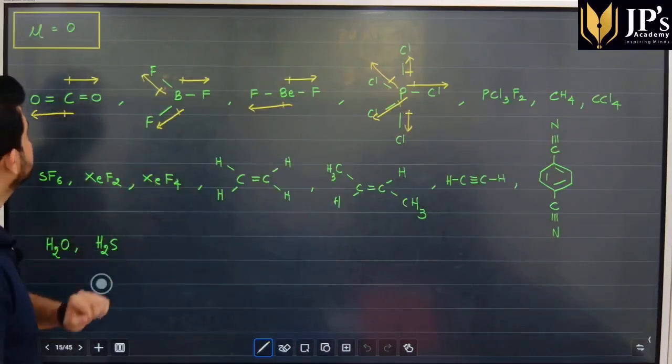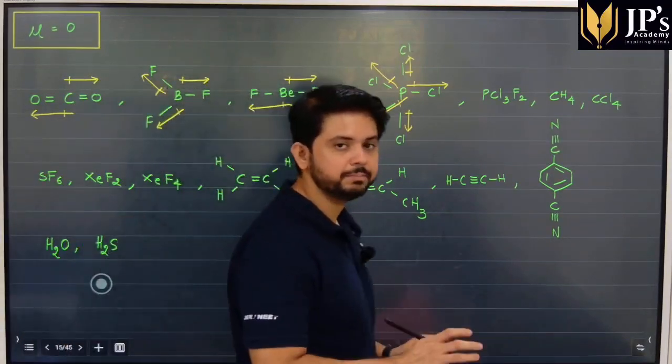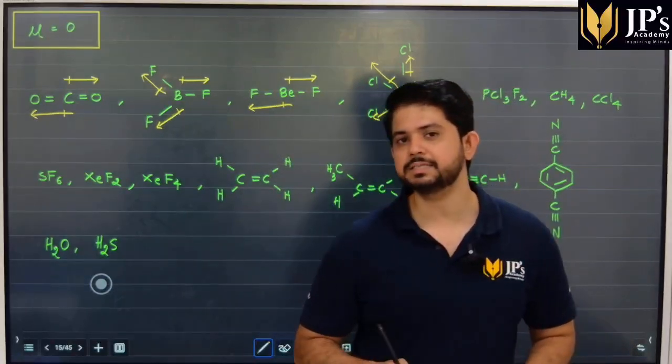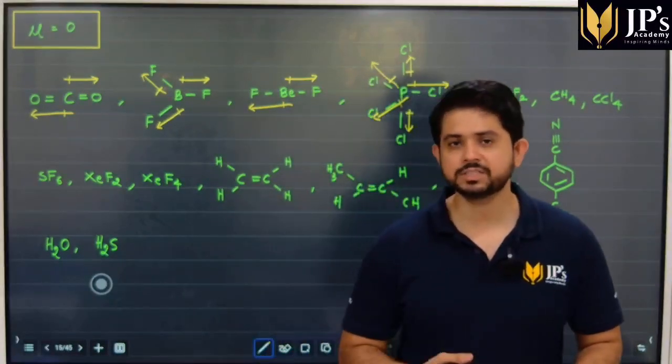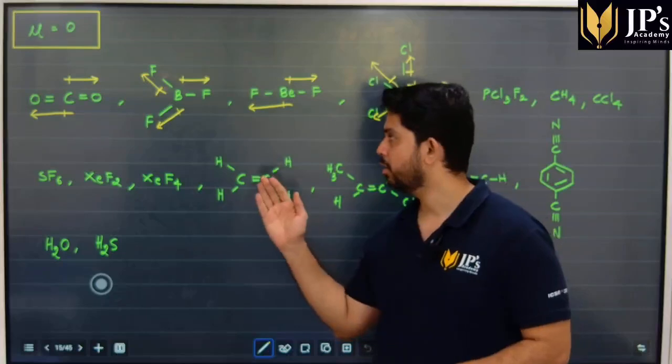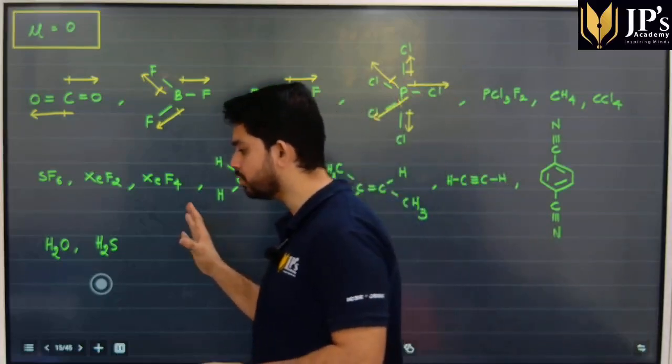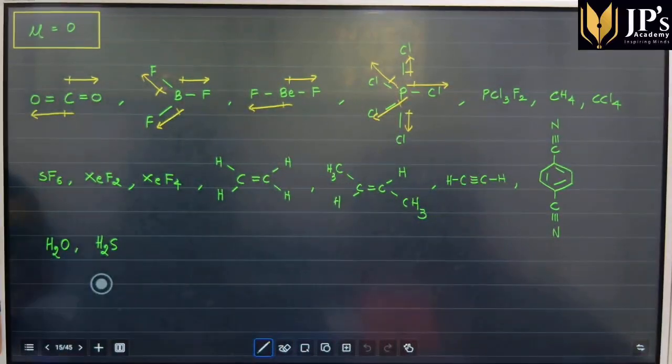Next, students, we have some examples. This is very important because usually integer type questions यहाँ से बन के आ सकता है. You can have many questions in JEE and NEET on the basis of dipole. I have written, students, all the examples over here जहाँ पे the net dipole moment is 0. Make sure, students, you copy all these examples.